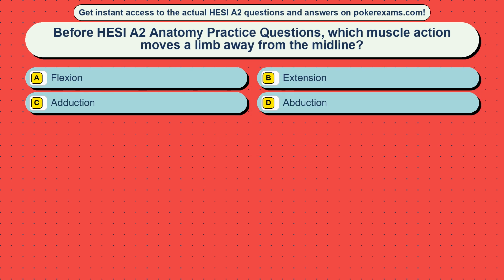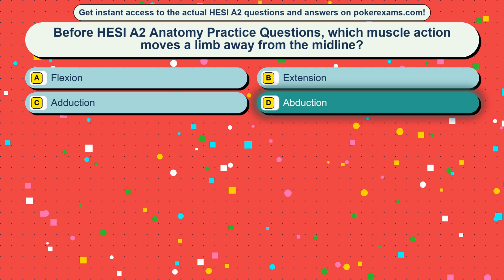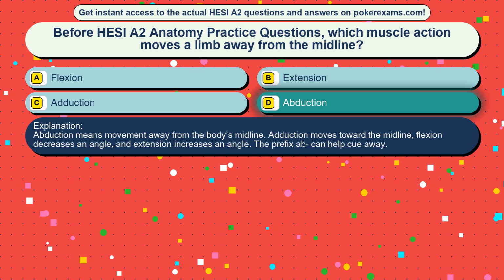Question 35. Before HESI A2 anatomy practice questions, which muscle action moves a limb away from the midline? Option A, flexion, option B, extension, option C, adduction, option D, abduction. The correct answer is option D, abduction. Abduction means movement away from the body's midline. Adduction moves toward the midline, flexion decreases an angle, and extension increases an angle. The prefix AB can help cue away.